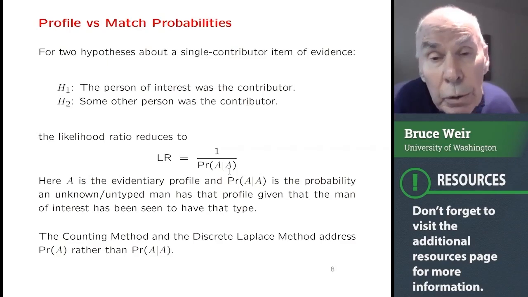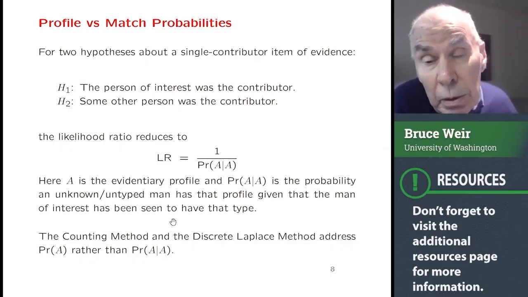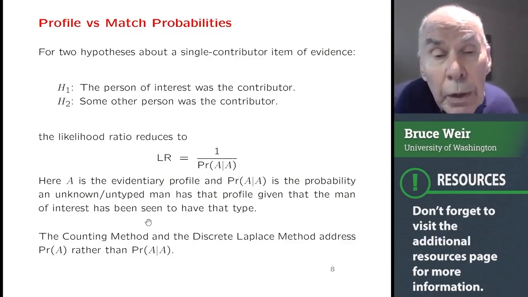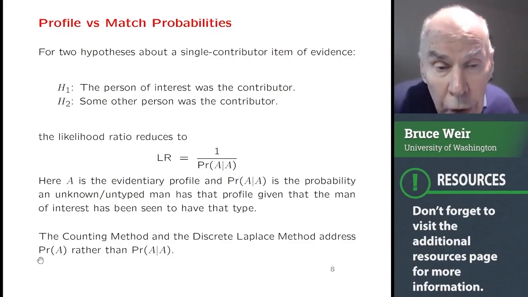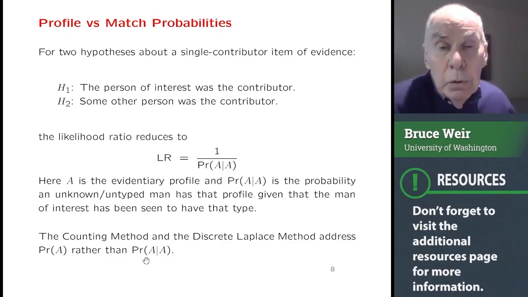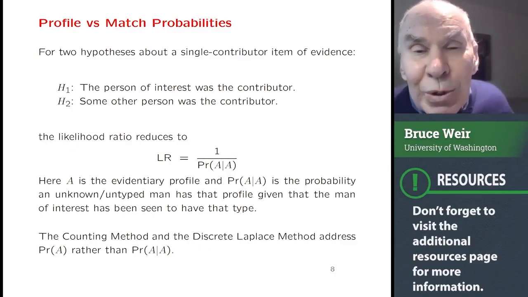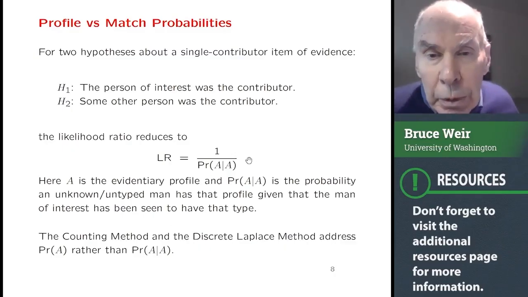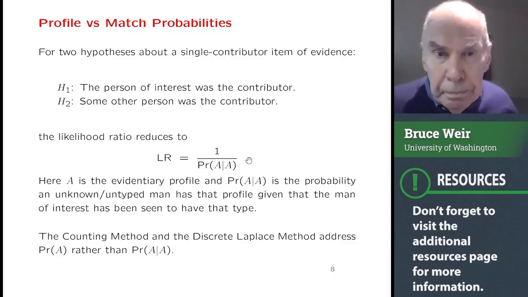So A is the haplotype, and this is the conditional probability. So this is the likelihood ratio, whereas the counting method and the discrete Laplace method, which we won't go into here, they really address the profile probability, not the match probability. So they are answering different questions. This seems to be the relevant forensic question.